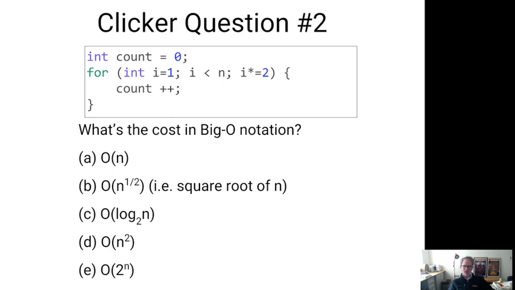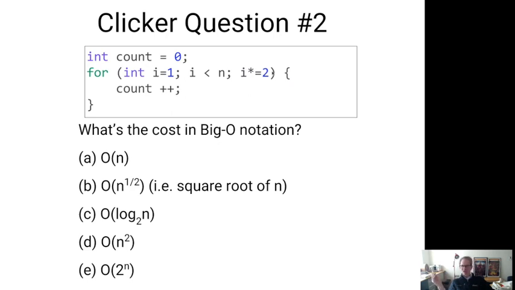Okay, if i starts at 1, then on the next iteration, and there shouldn't be a space there in the count plus plus, but anyway, i times equals 2. So then i will be equal to 2. Then the next iteration will be equal to 4, and then 8, 16, 32, and so on and so forth, right? So i is getting big fairly rapidly. So it tends to approach n fairly rapidly.